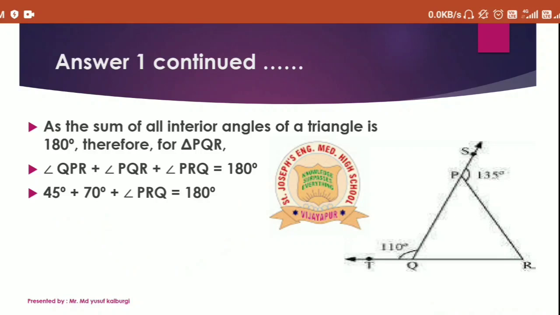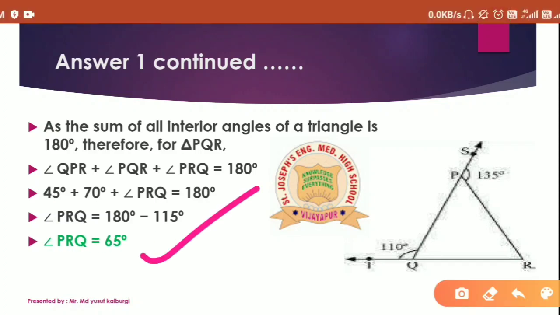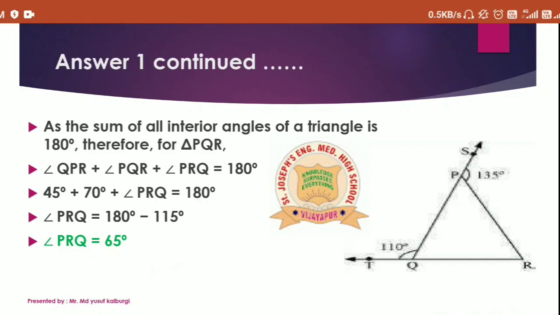If you take it to that side, what will happen? It will become minus 115. Now we are going to write that. So PQR is equal to 180 minus 115, that is equal to 65 degrees. That is the solution for question number 1. Okay, now let's move on to the next question.